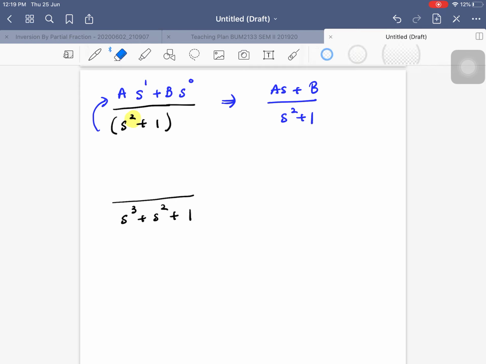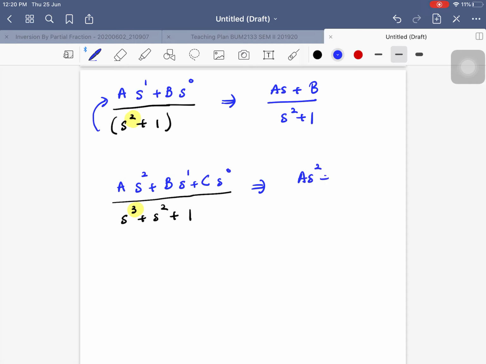Again now, so the power at the bottom is given by s to the power of 3. Automatically at the top I know that I'm going to end up with s to the power of 2, s to the power of 1, and also s to the power of 0. Okay, so now I'm going to multiply this by a, multiply this by b, and multiply the last term by c. So therefore I'm going to end up with as squared plus bs plus c, and that is going to be over s cubed plus s squared plus 1.